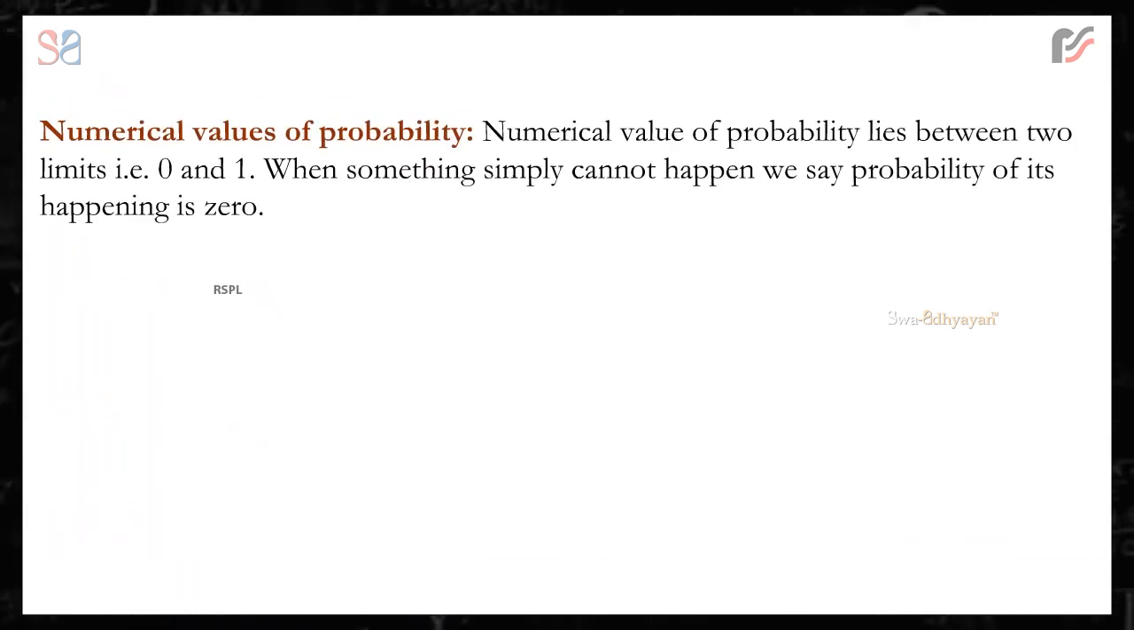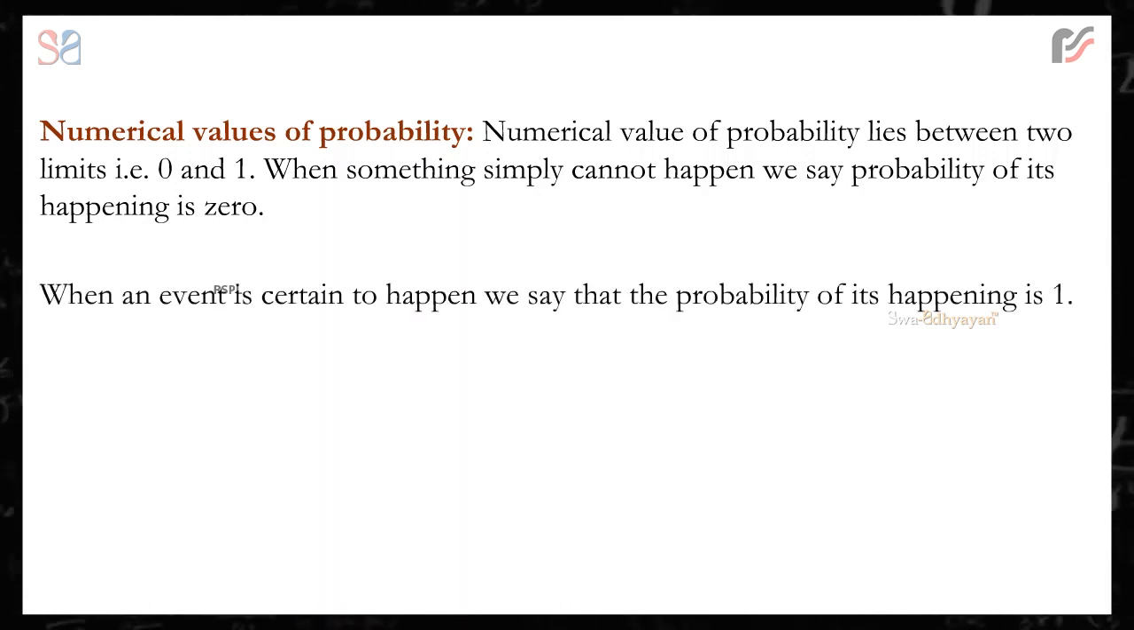Numerical values of probability. The numerical value of probability lies between two limits, that is, 0 and 1. When something simply cannot happen, we say the probability of its happening is 0. When an event is certain to happen, we say that the probability of its happening is 1.